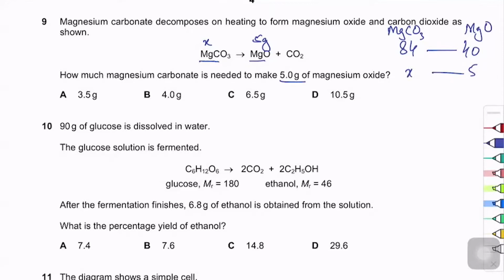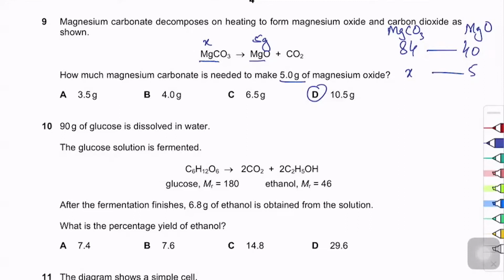Okay. And there you go. Cross multiply. And yeah, that's it. So 84 times 5 divided by 40. That's 10.5 grams. And that's my answer. Clear? Pretty straightforward. Otherwise, you will have to convert it to moles and use mole conversion, then convert it to mass again. 3-step process.